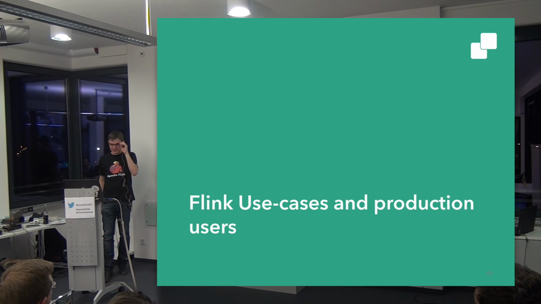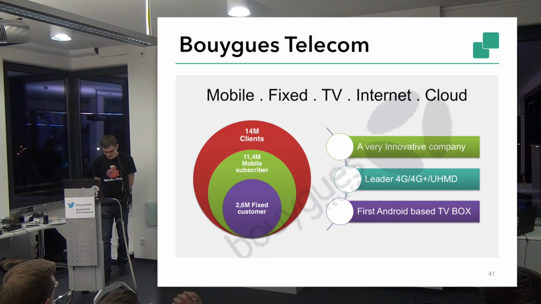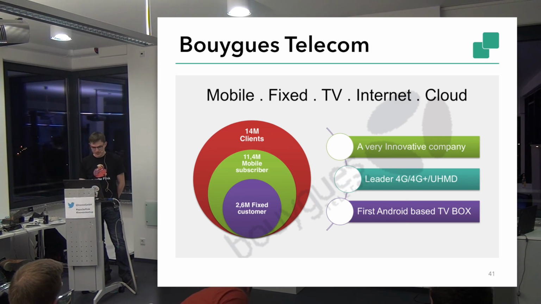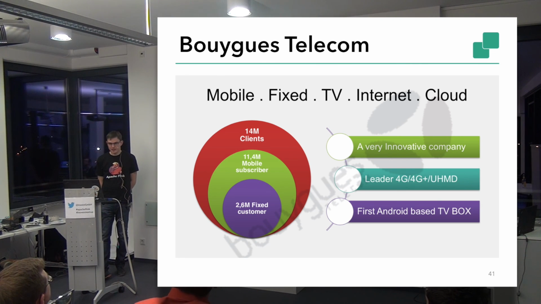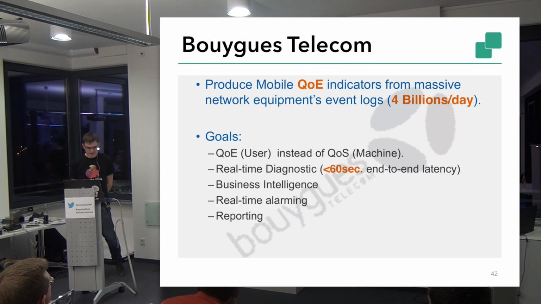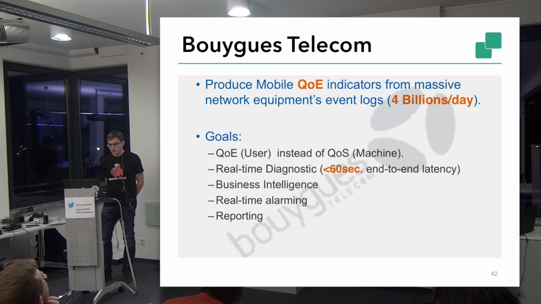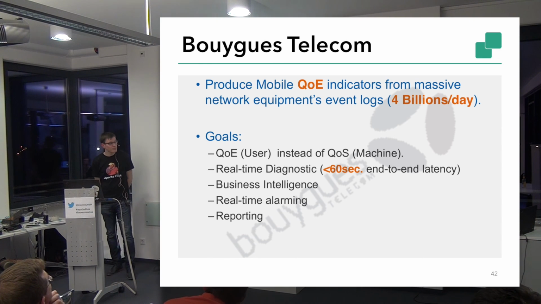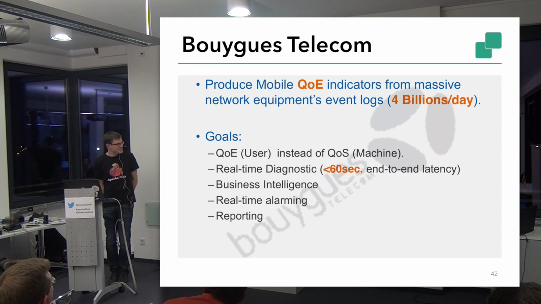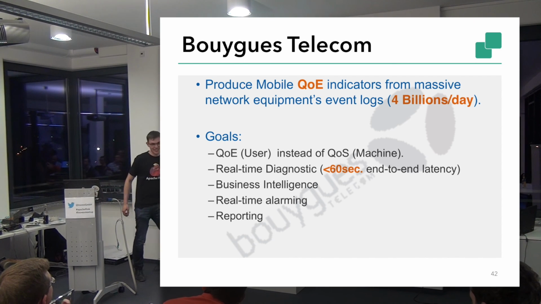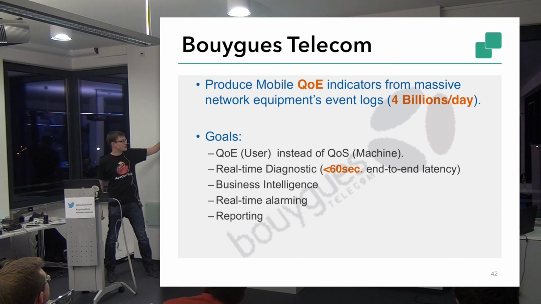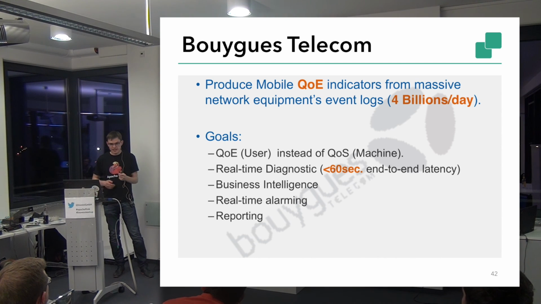So in Flink Forward, we had a lot of talks from companies which are using Flink in production. One of them is Bouygues Telecom. It's the third largest mobile provider in France. And what they are doing is they want to produce quality of experience indicators. I had to look it up. So instead of quality of service, where you basically analyze machine data, you also want to analyze how is the user experience. And they are using Flink streaming for ingesting data from their mobile equipment into a real-time search index.